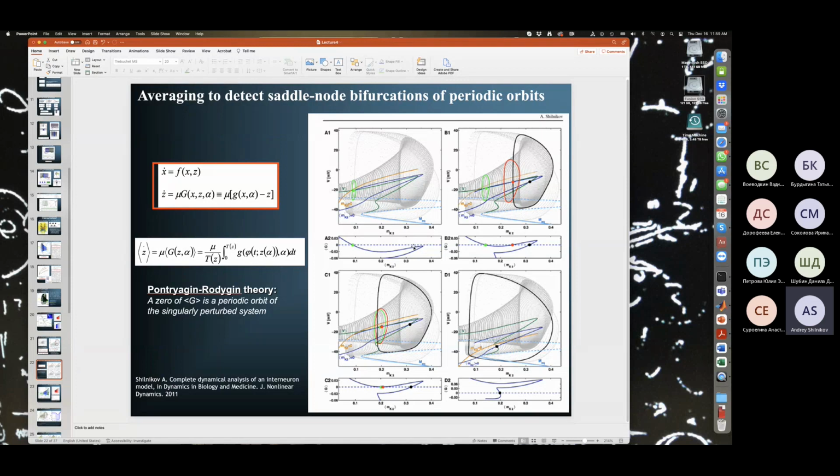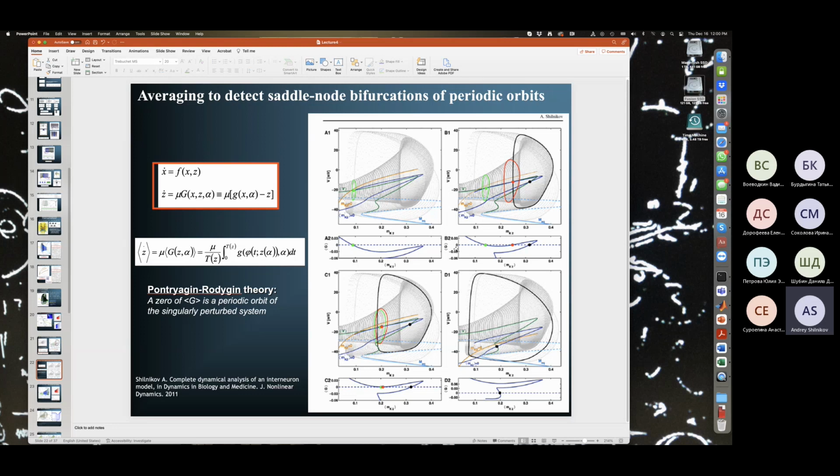actually allow this up, when this red point and that black point get together and then disappear through the saddle node, then I have only one stable green point that corresponds to this tonic spike activity. Okay, so that's basically averaging and Pontryagin-Rodygin theory in action.